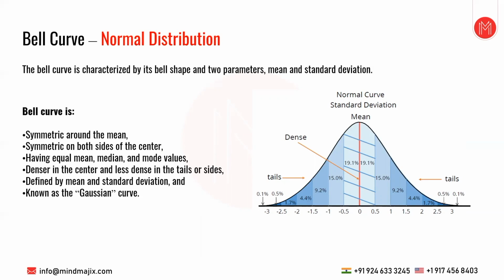Also, the bell curve is symmetric around the mean. It is symmetric on both sides of the center, having equal mean, median, and mode values. It is denser in the center and less dense in the tails or sides, defined by mean and standard deviation, and it is also known as the Gaussian curve. Because the shape looks like a Gaussian, it is popularly known as the Gaussian curve as well.